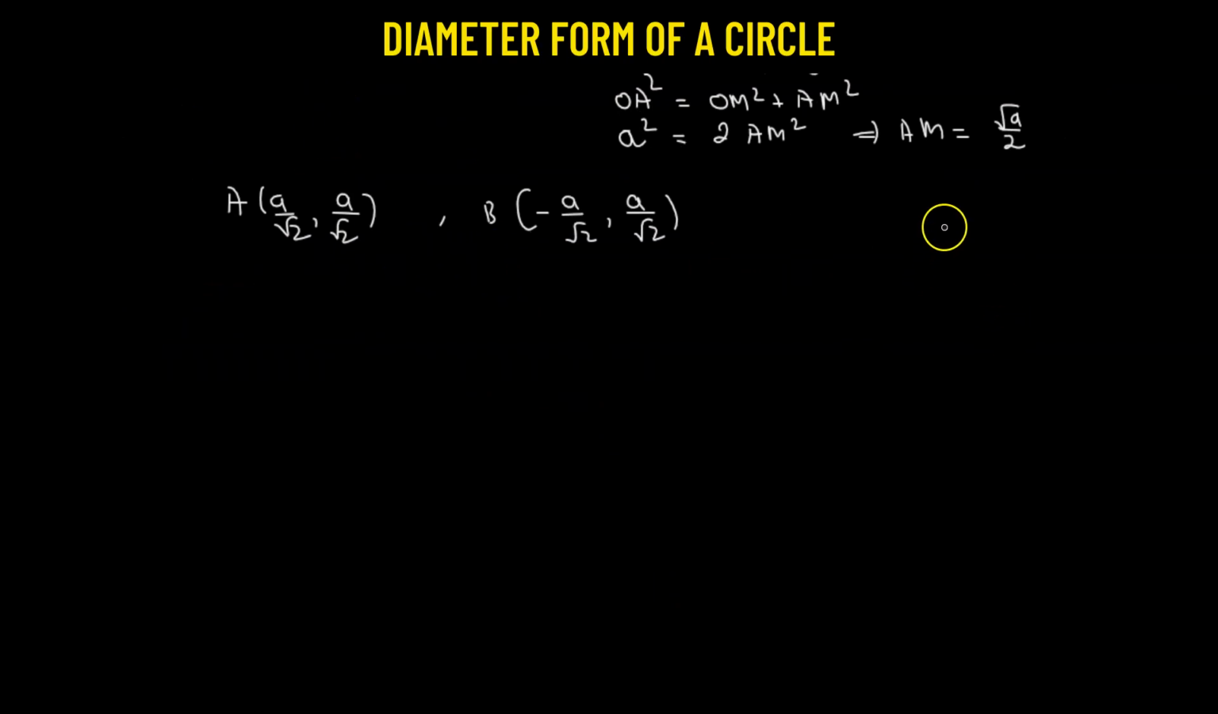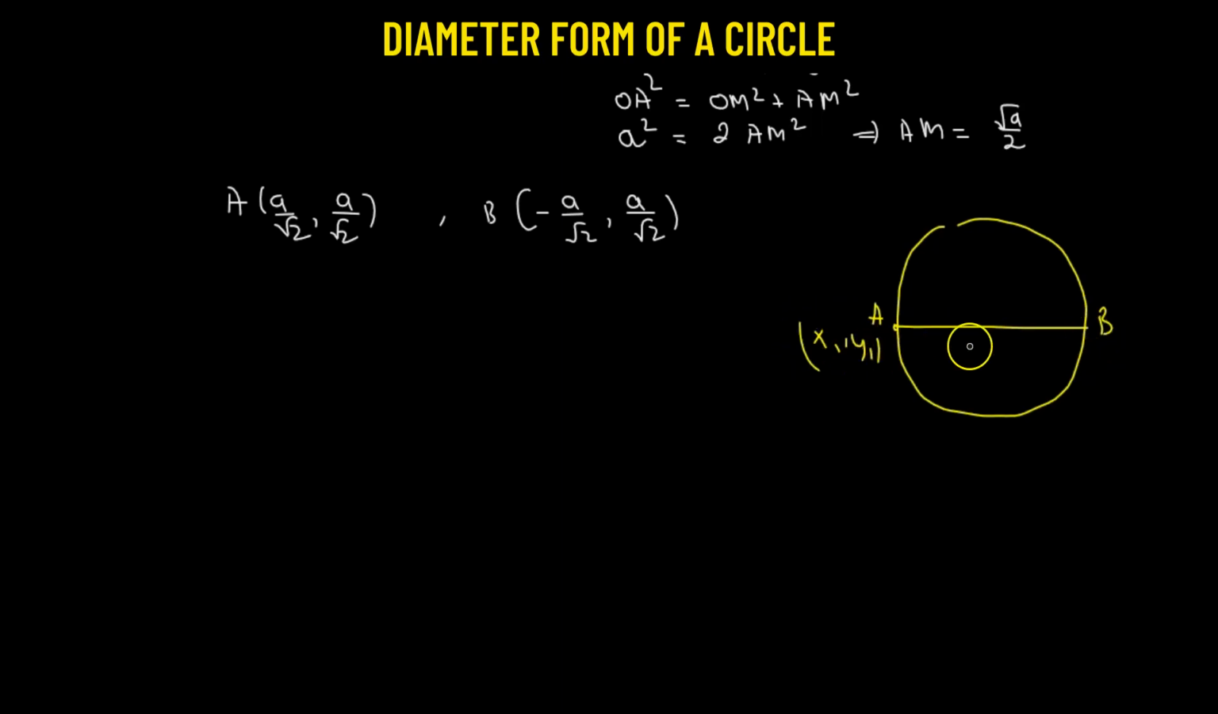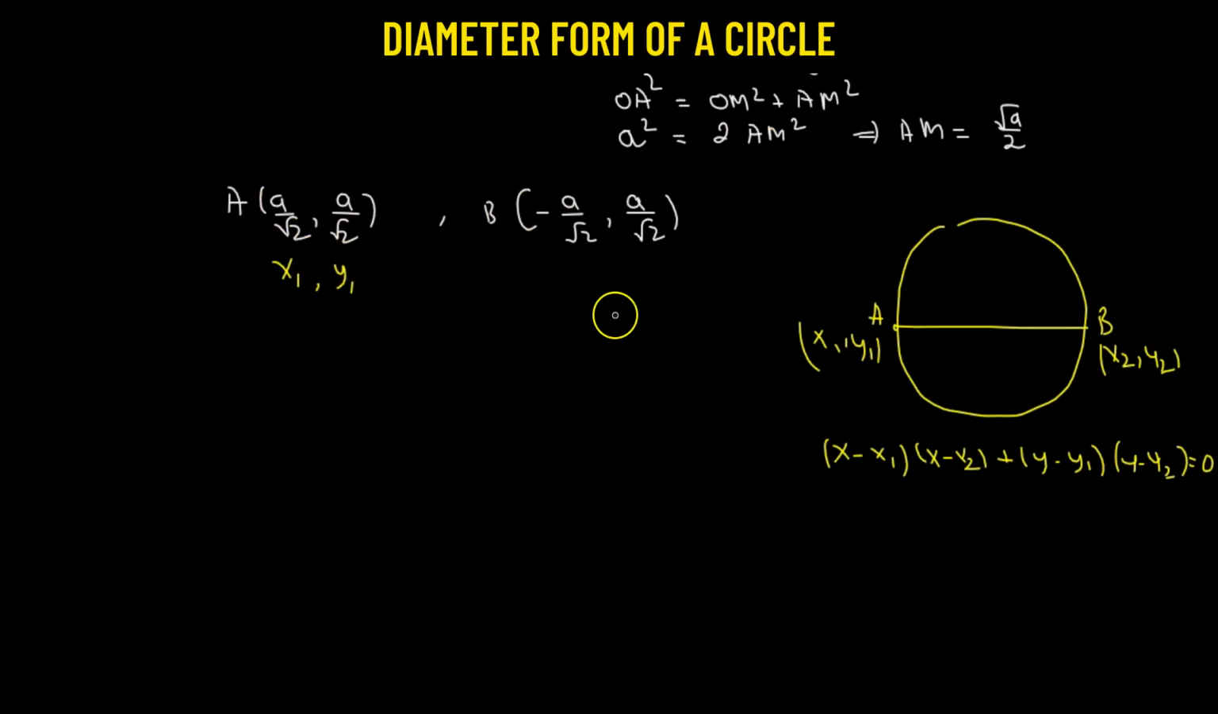Here we can use the fact that if we have a circle with a diameter, let's say AB, and the coordinates of the endpoints are given as x1, y1 and x2, y2, the equation of the circle will be (x minus x1) times (x minus x2) plus (y minus y1) times (y minus y2) equals 0. Fine. Now what we can do is substitute x1 with a over square root of 2, y1 with a over square root of 2, x2 with negative a over square root of 2, and y2 with a over square root of 2.